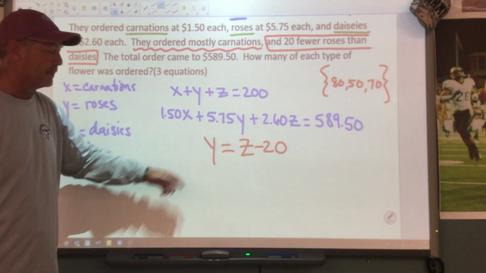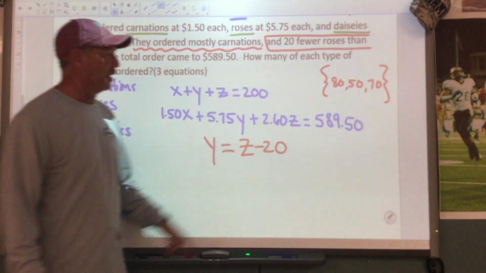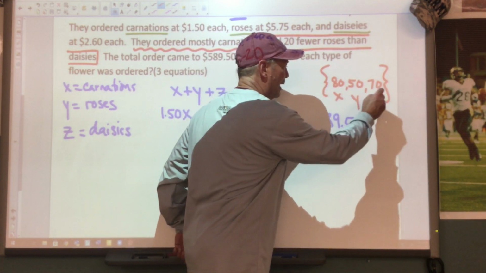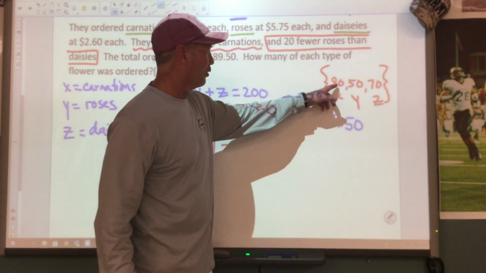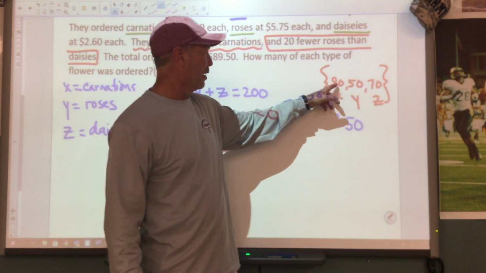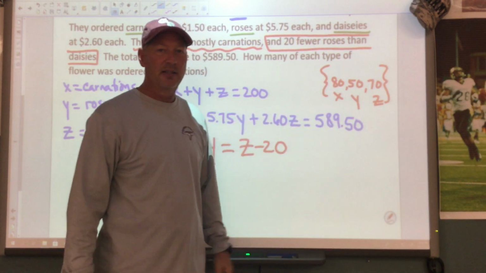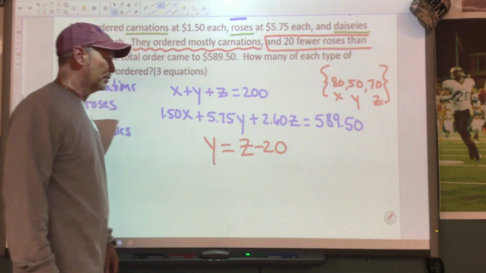1, 2, 3. And if you put this in the calculator, this is what it's going to tell you. X, Y, and Z, or there are going to be 80 carnations, 50 roses, and 70 daisies. That's how you solve this system of equations. Okay?